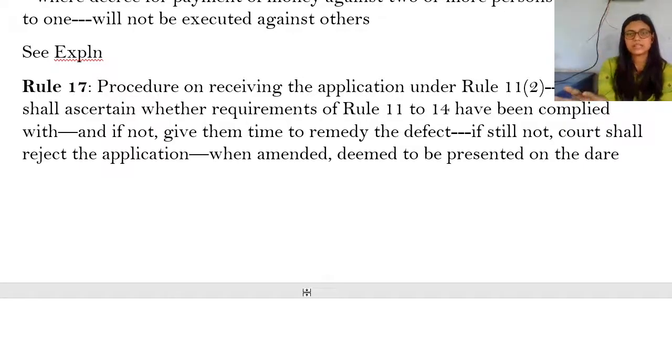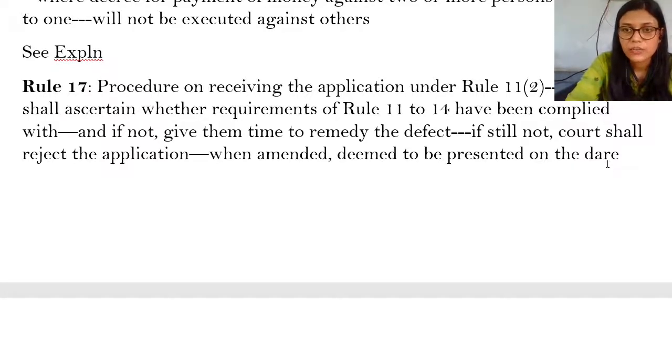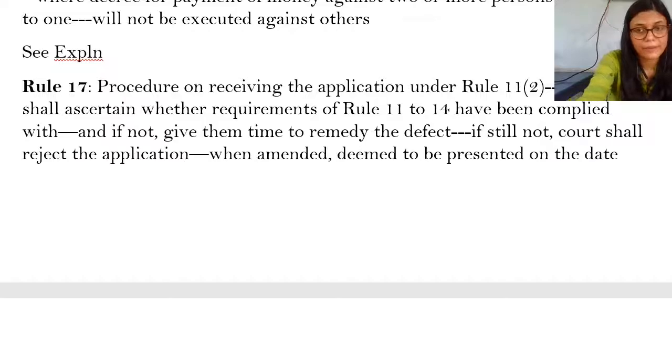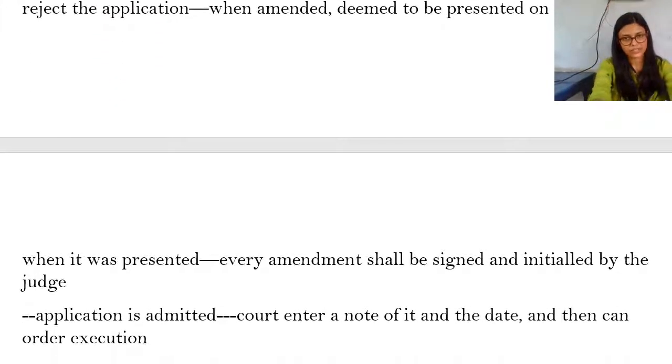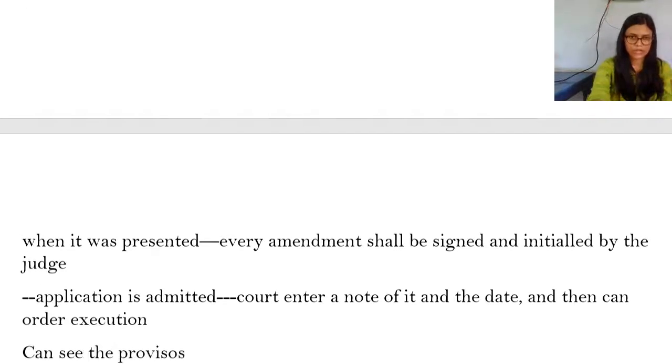Rule number 17 is dealing with the procedure when the court is receiving an application under rule 11 to 14. The court will first ascertain whether all the requirements under 11 to 14 have been complied with or not. If not, then they will give time to remedy the defect. If it is still not done, the court will reject the application, and once you have amended it, it will be deemed to have been presented on the date when it was first originally presented, and all the amendments that have been made shall be signed and initialed by the judge. And if the application is admitted, the court will enter the date and it can order execution.